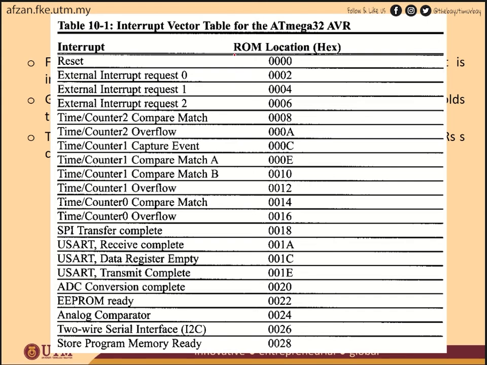So this is an interrupt vector table for the Atmega32 AVR. From top to bottom, the first one here has the top priority, and the last has the least priority. The reset location here is at 000. This is inside your program memory actually. Followed by INT0, INT1, INT2, then you have timer counter interrupts for compare, overflow, and so on. So this is the interrupt vector table.